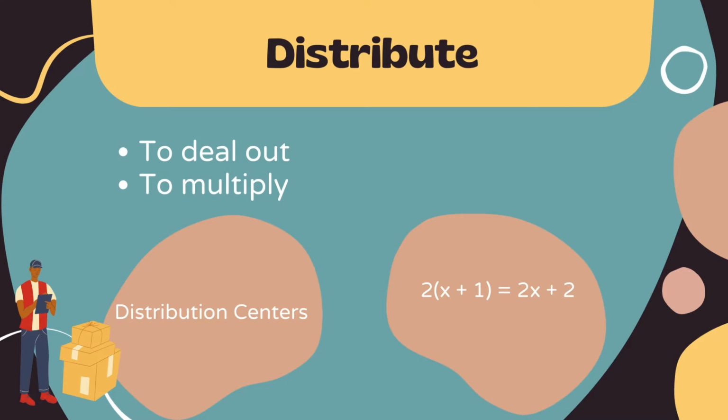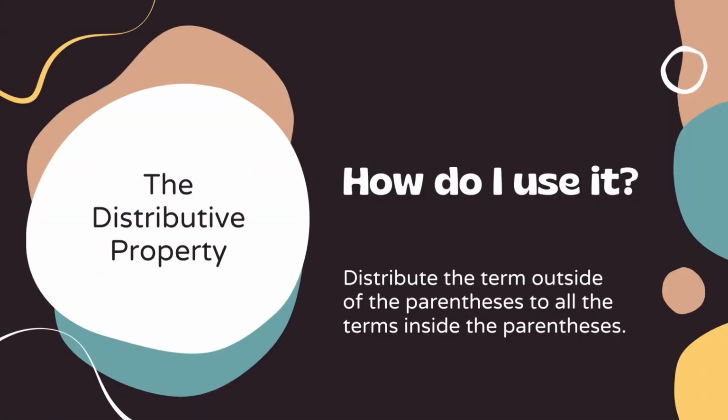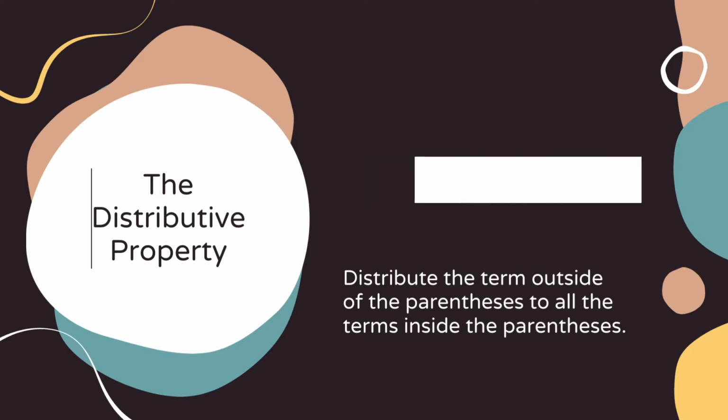And that's similar to distribution centers that are taking all of these products and distributing them throughout the country, our states, and throughout the world. And it also applies to mathematics when we want to distribute something outside of parentheses to all the terms inside the parentheses. So how do we use the distributive property? You just distribute the term outside of the parentheses to all the terms inside the parentheses, making sure you multiply properly and bringing the appropriate signs with you as you multiply.